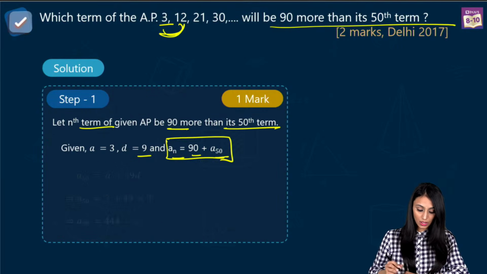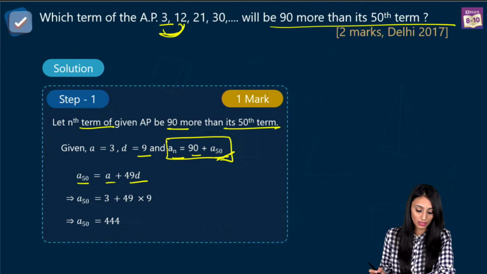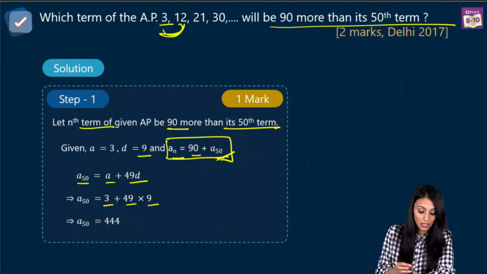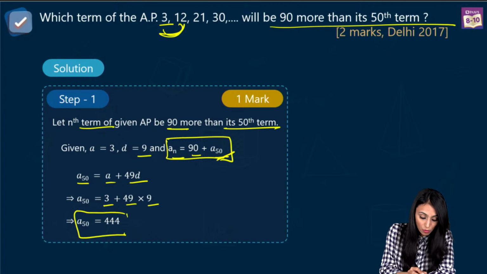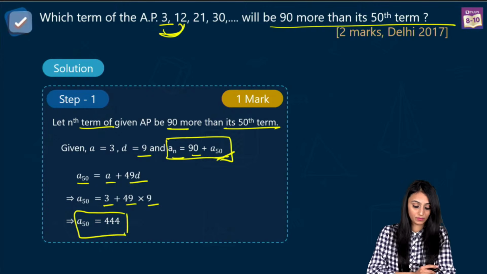All right. So A50 would be what? That's A plus 49D, right? I'm first finding out the value for this A50, A plus 49D. Let's put everything here. So 3 plus 49 times 9. That's going to be 444. That's the 50th term. Right? Okay.